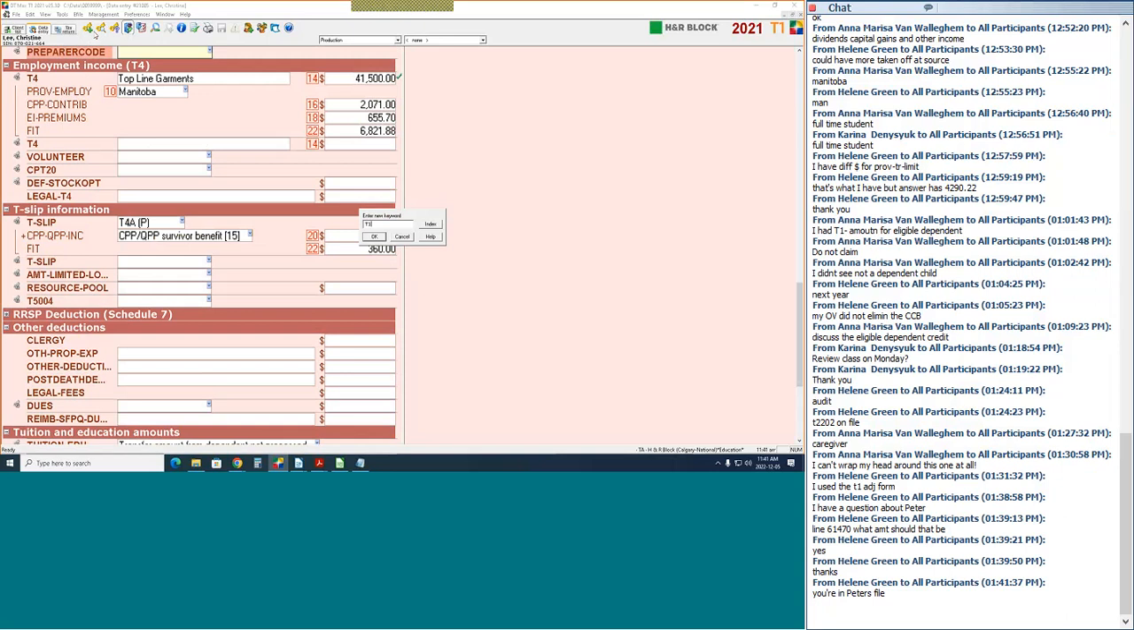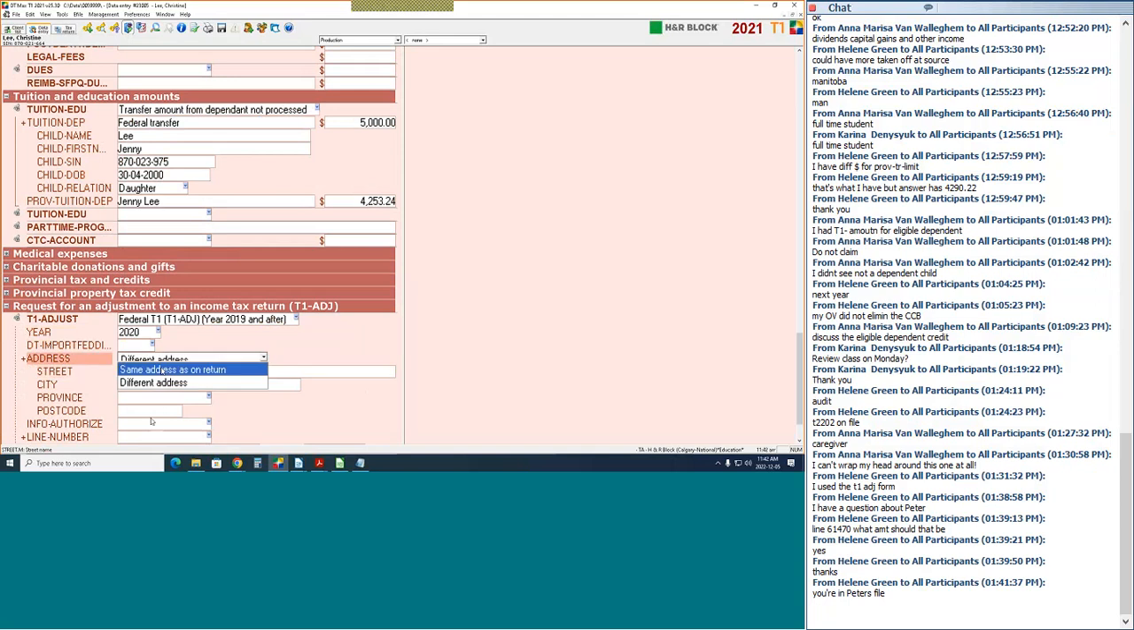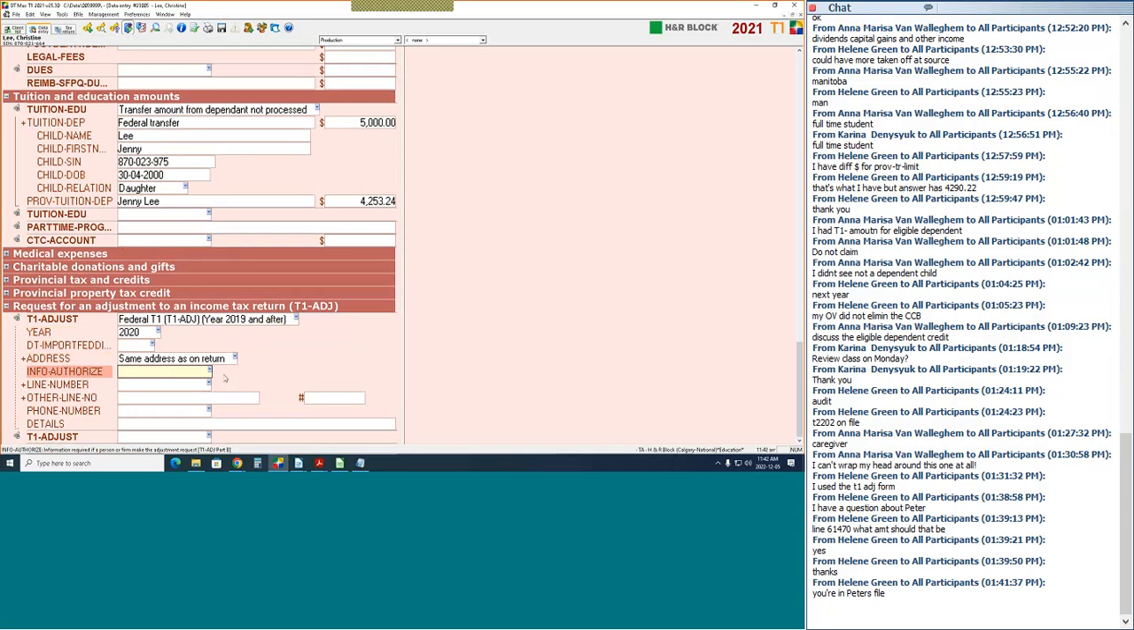All right, T1ADJ. So I'm going to do 2019 and after. I'm going to do 2020. Address, if it's the same as what she currently has on file with the CRA, you're going to say same address as on return. If she has moved since she filed her last tax return, you're going to enter an address. Let's assume that this is the same time we're doing her 2021 return, so it's the same.